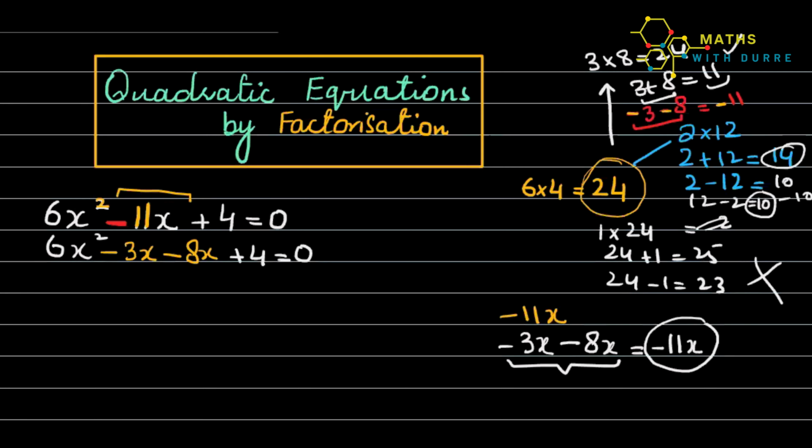Okay. Now, as we are talking about the factorization method, we have to break the middle term, and we have done it. Now you need to apply the grouping method. Grouping method means you have groups of two terms and you need to take a common factor out of each. Right now you have two pairs: 6x squared minus 3x and minus 8x plus 4.